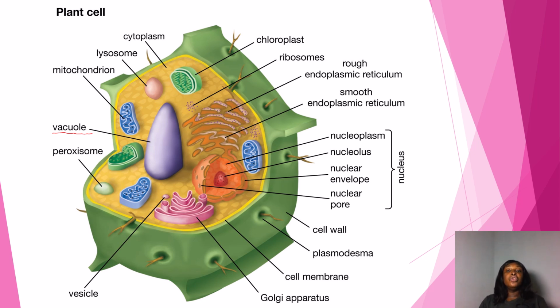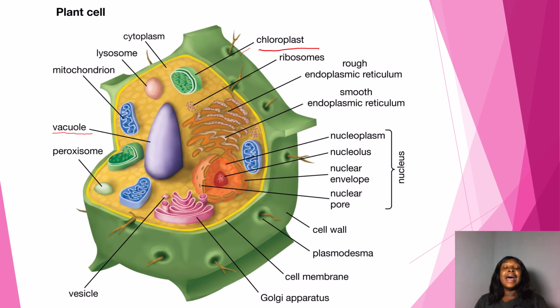Vacuole is known as a site for storage. It stores water, nutrients, and waste products. And this vacuole has what we call turgor pressure, which helps to maintain the cell shape or the rigidity of the cell. The next one that is also very important is the chloroplast.